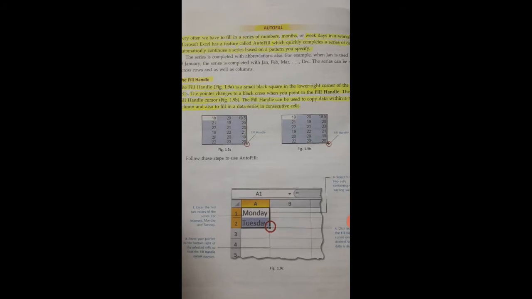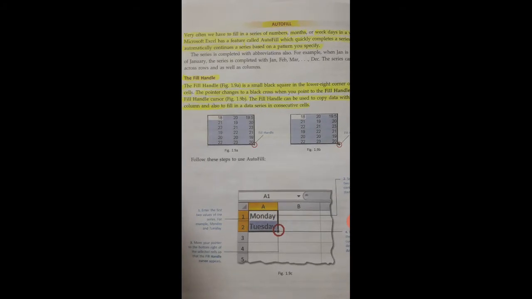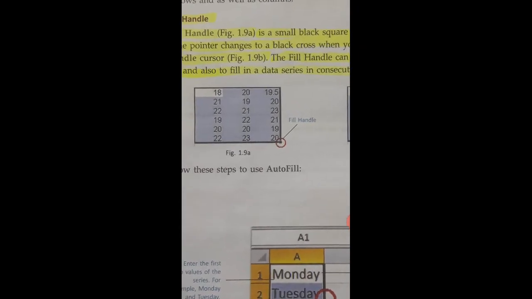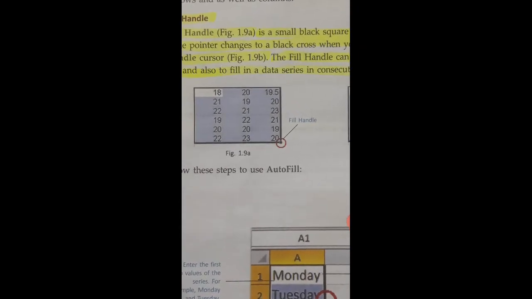The fill handle is the most important thing in the autofill feature, that you can see in figure 1.9a. The fill handle is a small black square in the lower right corner of the cell that you can see in figure 1.9a, circled in red.